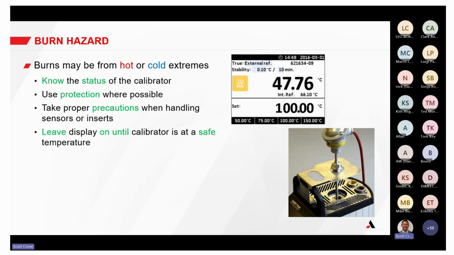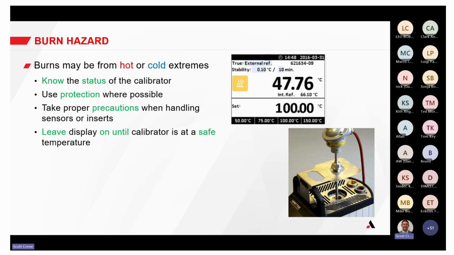So what you want to do is know the status of the calibrator. Make sure you're looking at the display. Make sure you leave the display on until the calibrator is in a safe condition. The people around you don't know what you're doing with the calibrator, and they don't know if it's safe. And once you turn off that display, you don't know if it's safe.